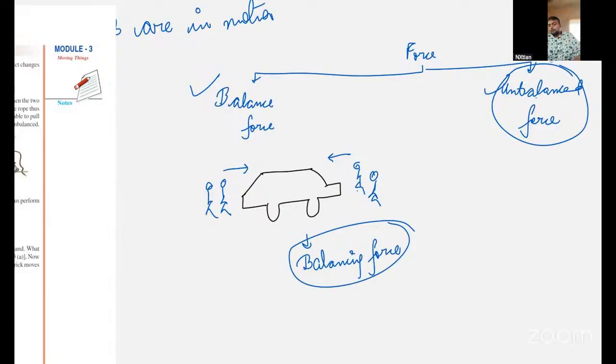And what is unbalanced force? For example, this is a cup in front of you. If I put a force on it, the cup moves from one place to another. I can't push more because it will fall, and otherwise my mama will slap my cheek. So if I push this, it is called unbalanced force.